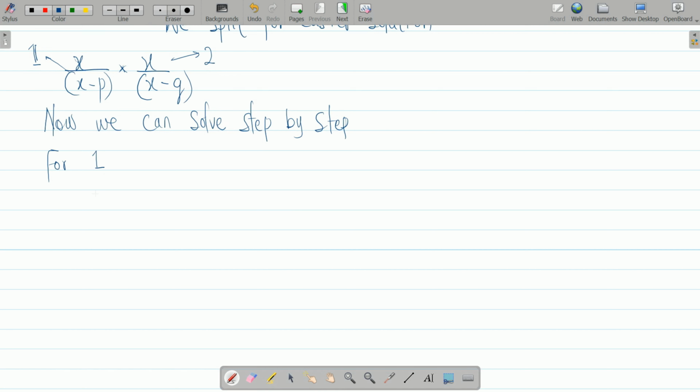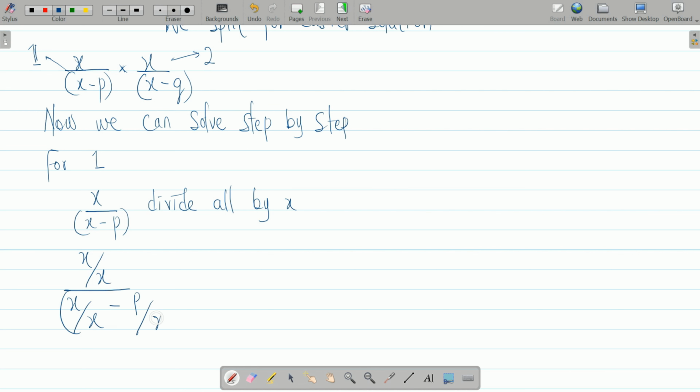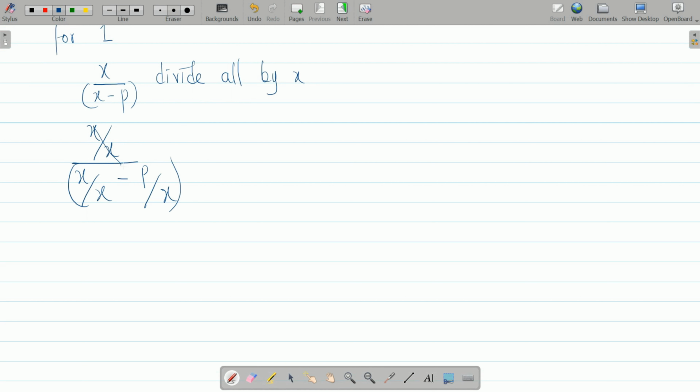For equation 1, we have x over x minus p. We will divide the numerator and denominator by x. Then we have x over x, and x over x minus p over x. x over x is 1, while p over x remains the same.